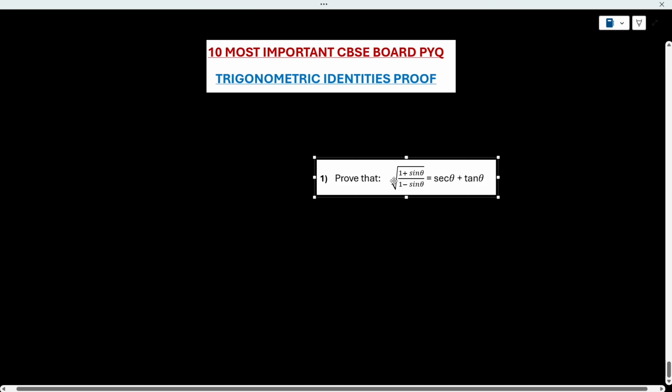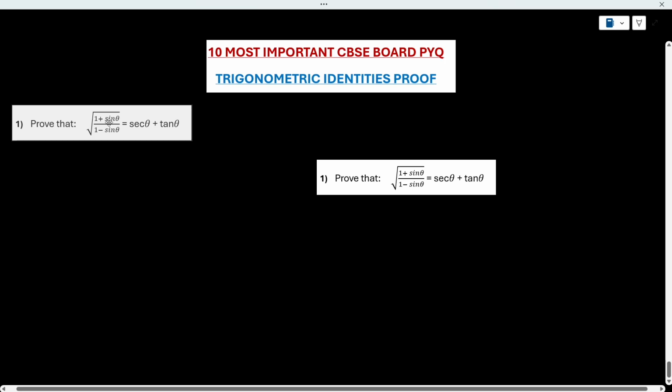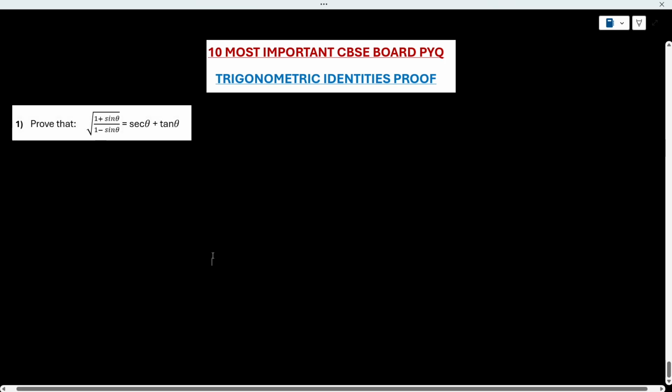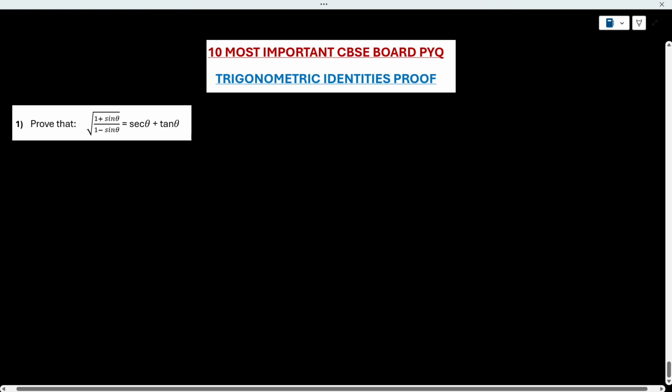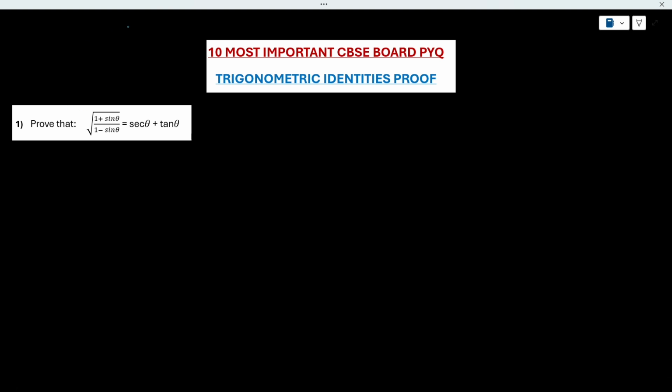So let us start doing it. Here, how do we do it? This is the first question. Now, what is given in the first question? Prove that root of (1 plus sine theta) by (1 minus sine theta) equals sec theta plus tan theta.